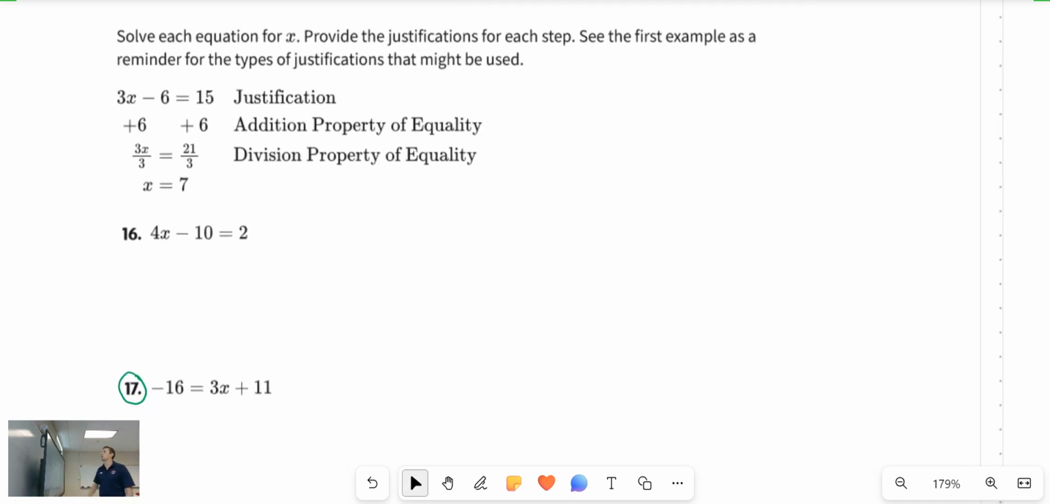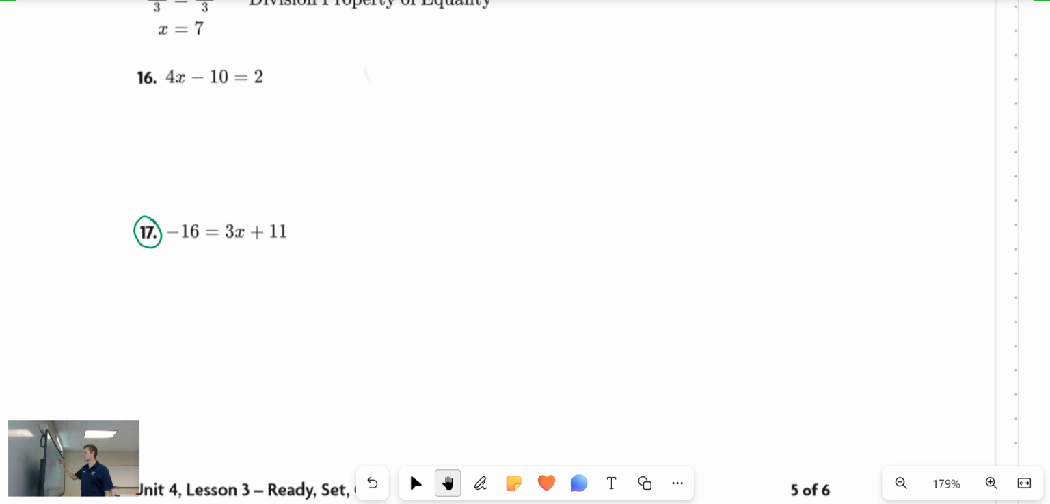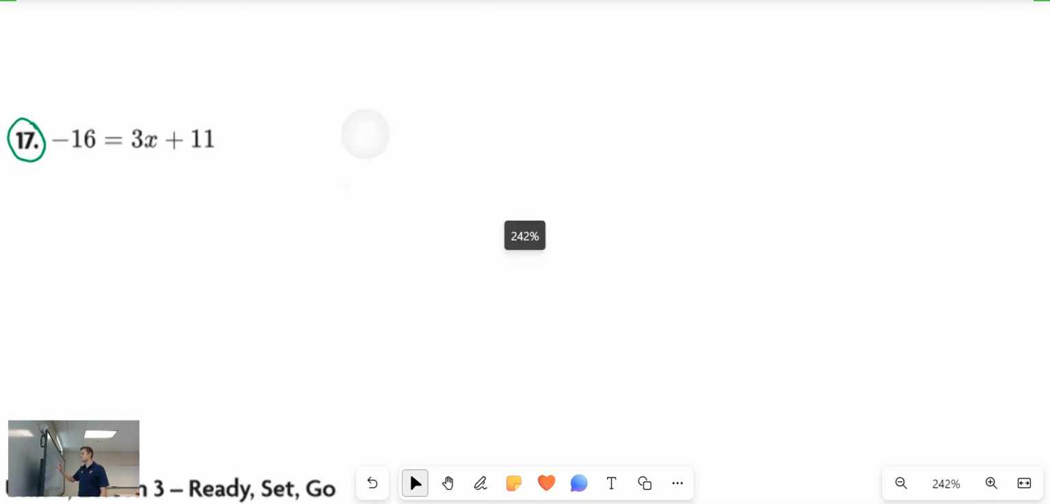Okay. One more portion. Solve each equation for x. Provide the justifications for each step. See the first example as a reminder for the types of justifications that might be used. All right, so we're always going to have an equation to the left and then a justification to the right of it. Addition property of equality or division property of equality. I have a feeling we're only going to be using properties of equality here. But let's go see. 17.